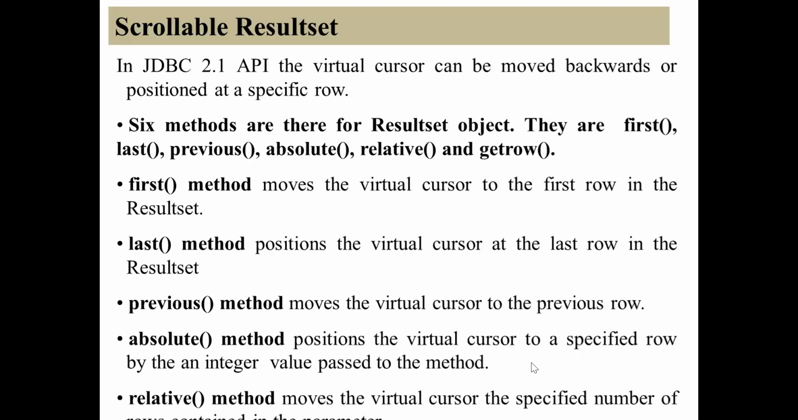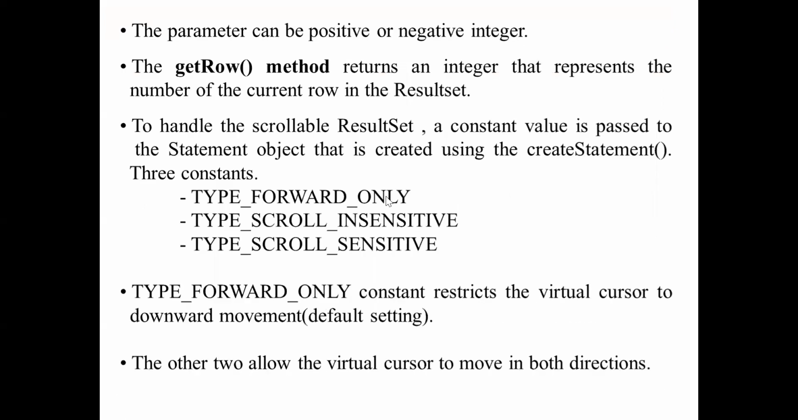Suppose you specify the absolute value in the row, the integer value, it may be positive or it may be negative. And the last one is the getRow method. It returns an integer value that represents the number of the current row in the result set. So these are the 6 types of methods we use with the scrollable result set statement.